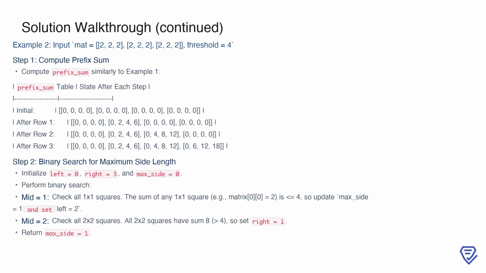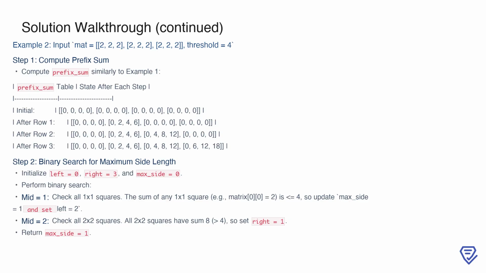In this second example, we repeat the same process with a new input matrix and threshold. First, we compute the prefix sum table. Starting with an empty table, we fill it row by row. After processing the first row, the cumulative sums reflect values for that row alone. Adding the second row updates the table to include sums for the first 2 rows, and similarly for the third. This results in a fully populated prefix sum table, which allows efficient queries for any submatrix sum.